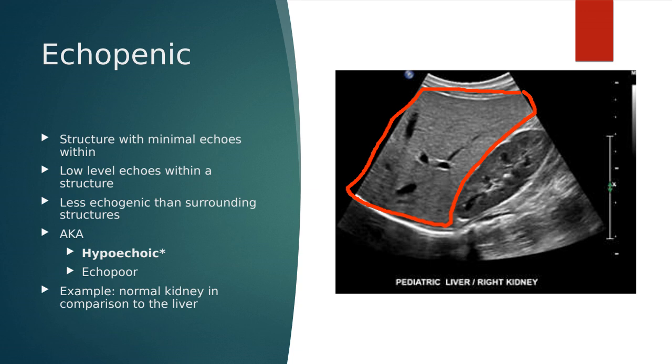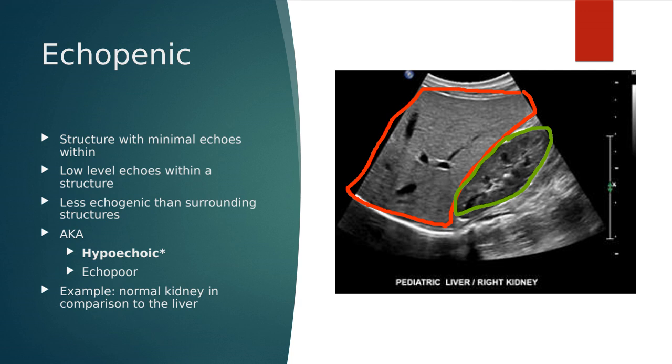Here is our kidney. Now, if you look at the two shades of gray between the liver and the kidney, the liver is a little bit brighter, right? It's a little bit more hyperechoic. If you look at the kidney outlined in green, it's a little bit darker.